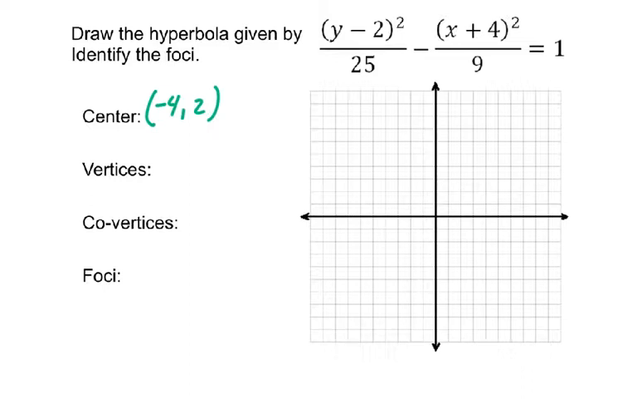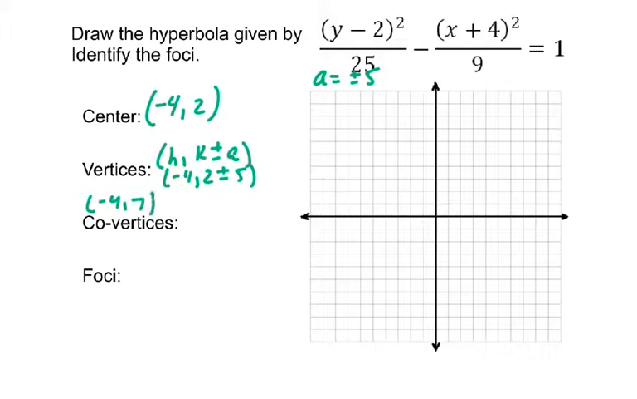Because the y's are listed first, this hyperbola is going to open up and down, which means our vertices are going to be h and then k plus or minus a. a in this case is plus or minus 5. So we have -4, 2 plus or minus 5, which gives us the two vertices at -4, 7, and -4, -3. So let's go ahead and graph those. There's my -4, 7. There's my -4, -3.